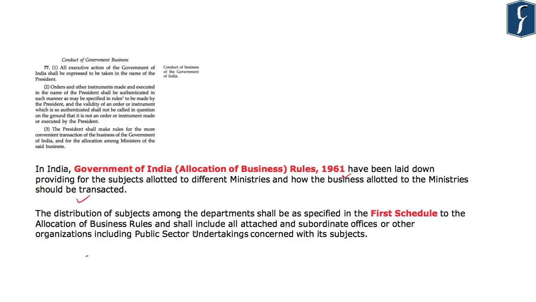The distribution of subjects among the departments shall be as specified in the first schedule to the Allocation of Business Rules and shall include all attached and subordinate offices or other organizations including public sector undertakings concerned with its subject. Now, it is important to note here that the Cabinet Secretariat is responsible for the administration of Government of India Allocation of Business Rules 1961.